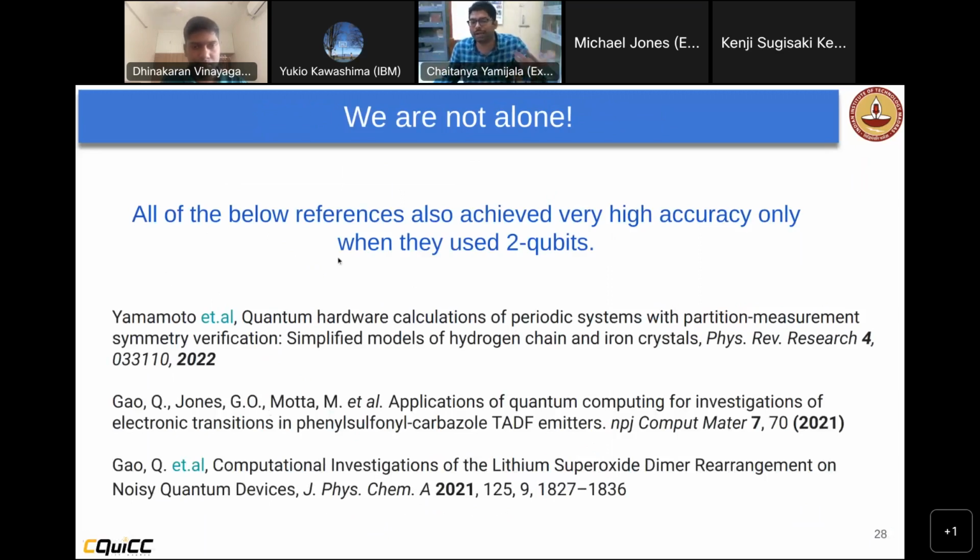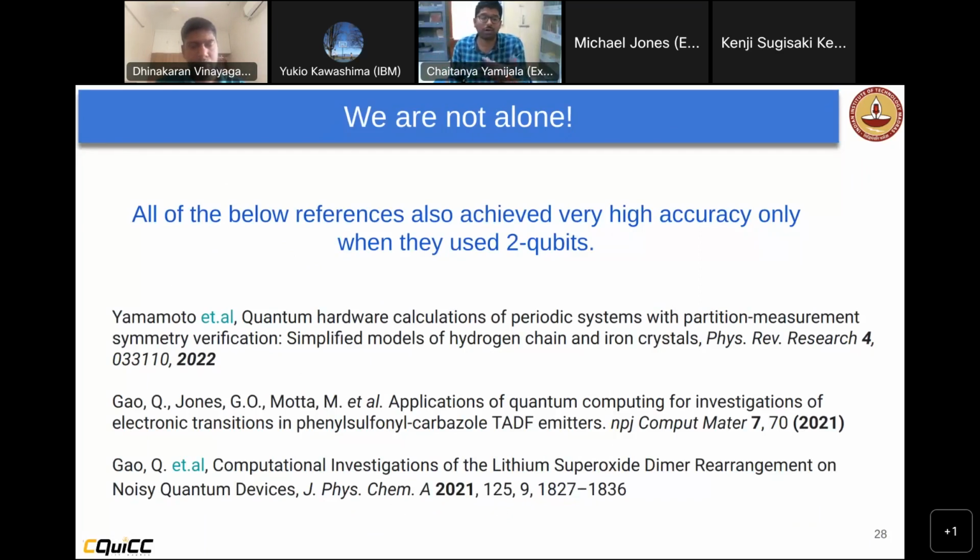Whoever has shown better accuracies has majorly used only 2 qubits, and the majority of the calculations reported in the literature are only for the state vector. And as we have shown in the beginning slides, for the state vector we are able to get very good results. But the moment we start even with the noise models, the results deviate very much, and they cannot be useful for chemical accuracy.